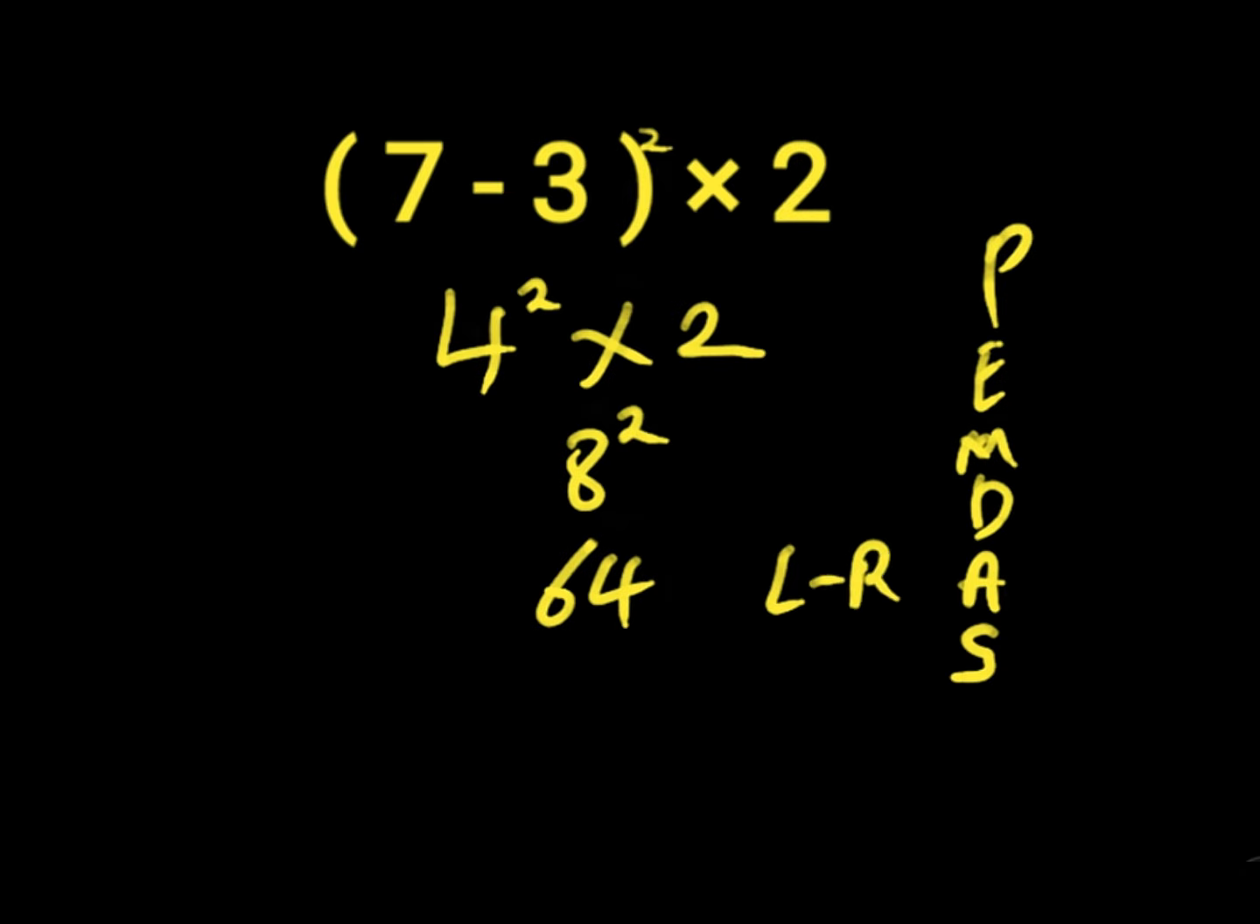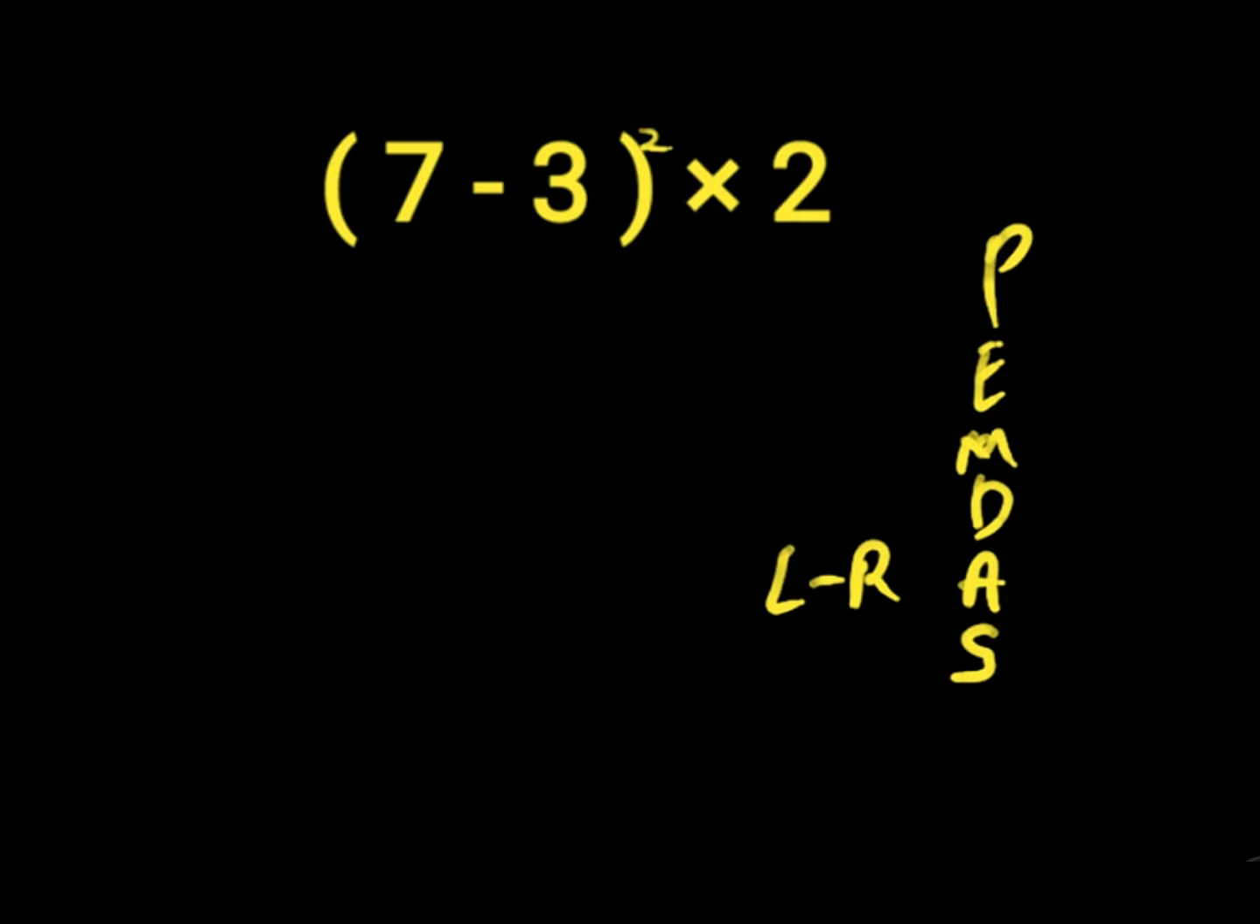In order to arrive at the correct answer, let's dive into the right answer to this expression. First of all, we solve our parenthesis, which is 7 minus 3. 7 minus 3 will give us 4. We have 4 to the power of 2 times 2. So 4 to the power of 2 is 4 times 4. 4 times 4 will give us 16.